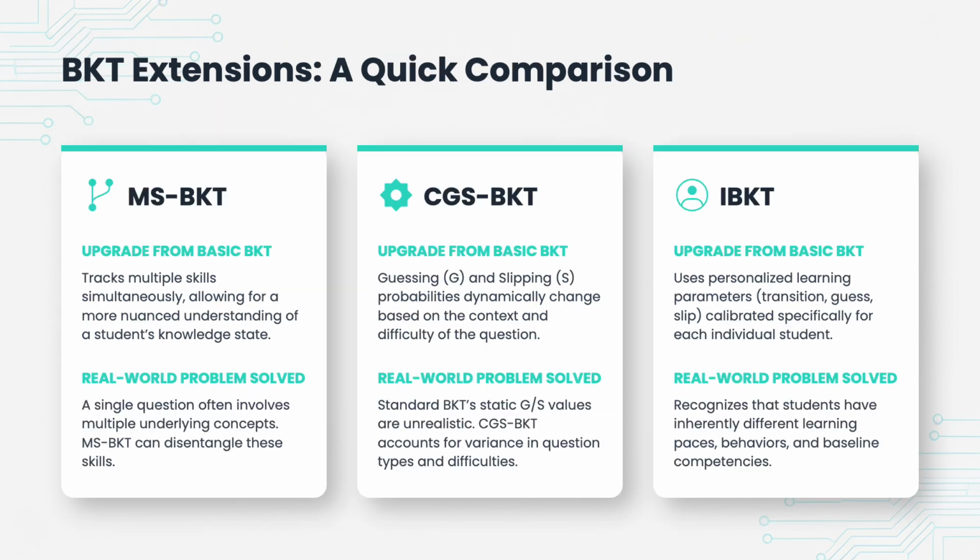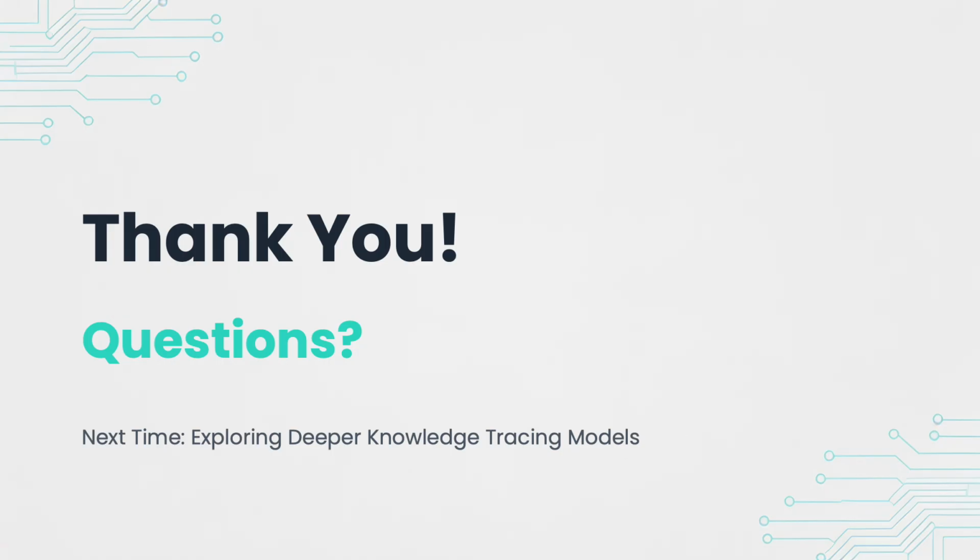So, let's quickly summarize what we've learned. MS-BKT allows us to track multiple skills at once, which is essential for complex learning tasks. CGS-BKT makes our model smarter by adjusting guess and slip probabilities based on the type of question being asked. And IBKT personalizes the entire model for each student, recognizing their unique strengths and weaknesses. Together, these extensions transform BKT from a simple theoretical model into a powerful tool for real-world adaptive learning systems.